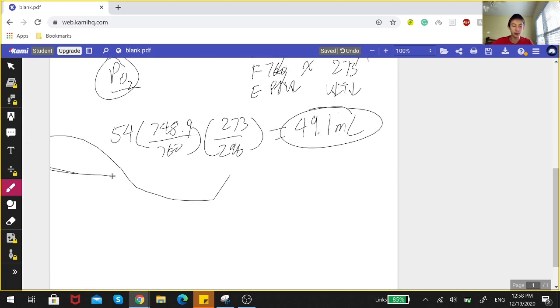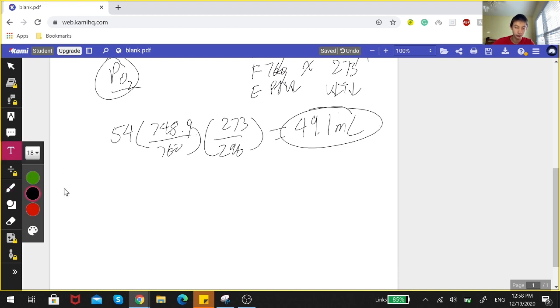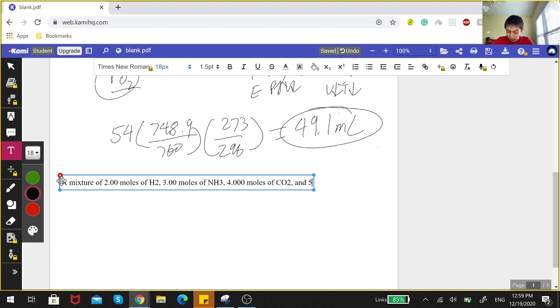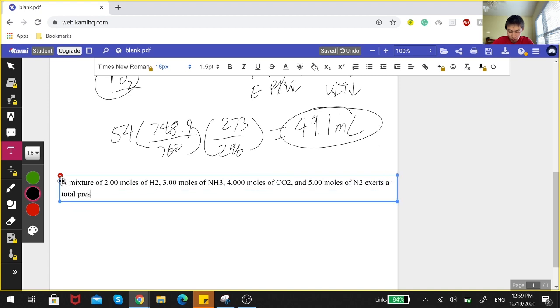Now our second example. It says a mixture of 2.00 moles of H2, 3.00 moles of NH3, 4.00 moles of CO2, and 5.00 moles of N2 exerts a total pressure of 800 torr. What is the partial pressure of each gas?